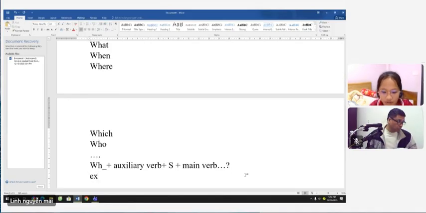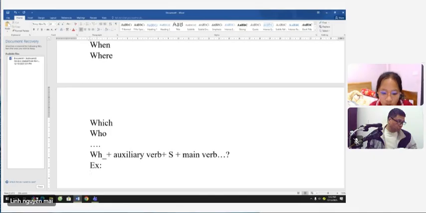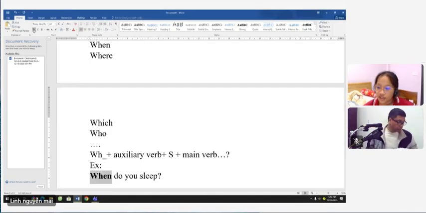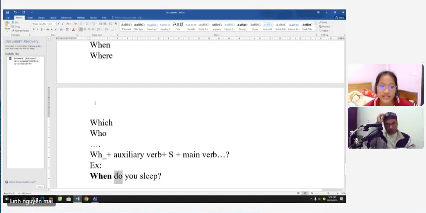So for example, we have when do you sleep? Okay, here is the WH word. Here is the auxiliary verb. This is the subject, and then is the main verb. Okay, so here is you. That is saying that's a plural noun. So we put do. Okay?